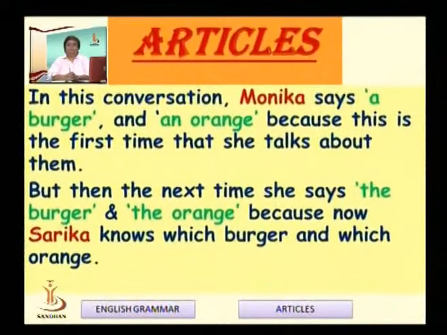Let's see. In this conversation, Monica says a burger and an orange because this is the first time that she talks about them. When she's talking about them for the very first time, she means to say a burger as in one burger among millions of burgers, an orange, one orange among millions and trillions of oranges. Look at the second part on your slide.